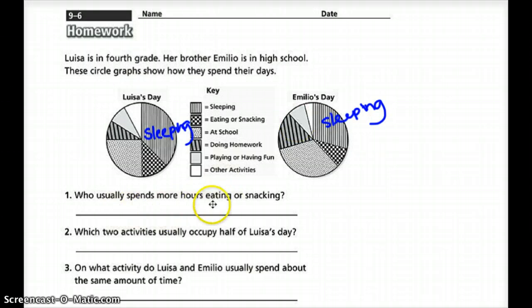Who spends more hours eating or snacking? So eating or snacking is the checkered. So does Luisa or Emilio? Who has the bigger piece? That would be Luisa.